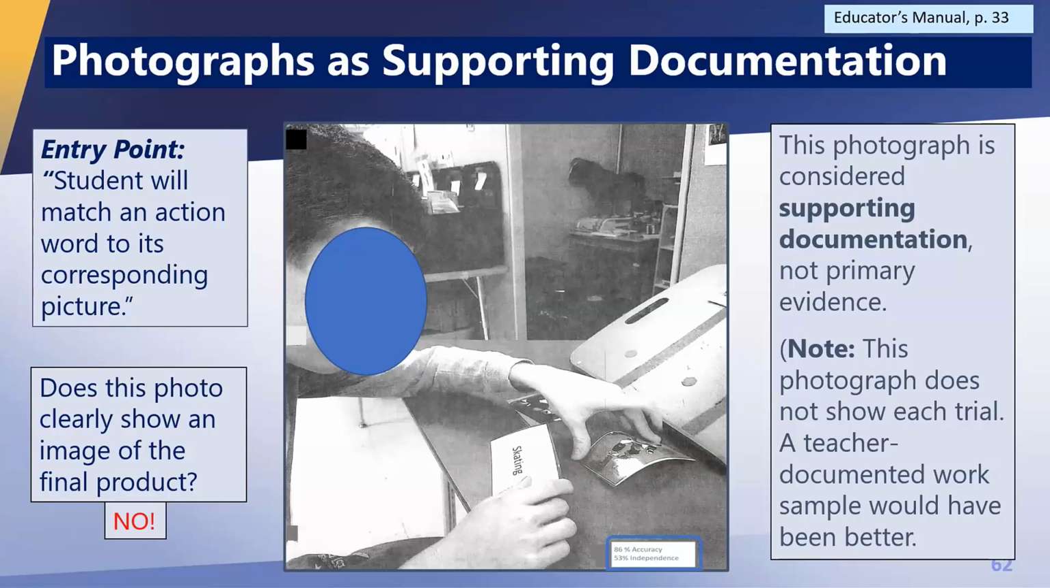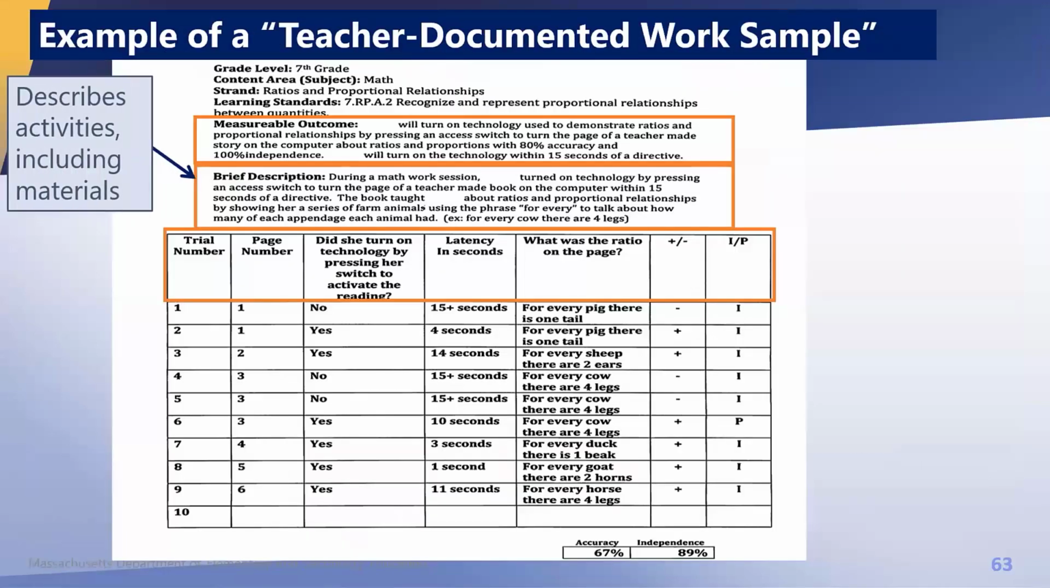Sometimes what works better is a teacher documented work sample. A teacher documented work sample is a lot of times used for students who are unable to produce actual written work. And what this does is describe the activity that the student is doing. A teacher documented work sample does not have to look exactly like this, but it should have the same information. So we want to know what the student was working on.